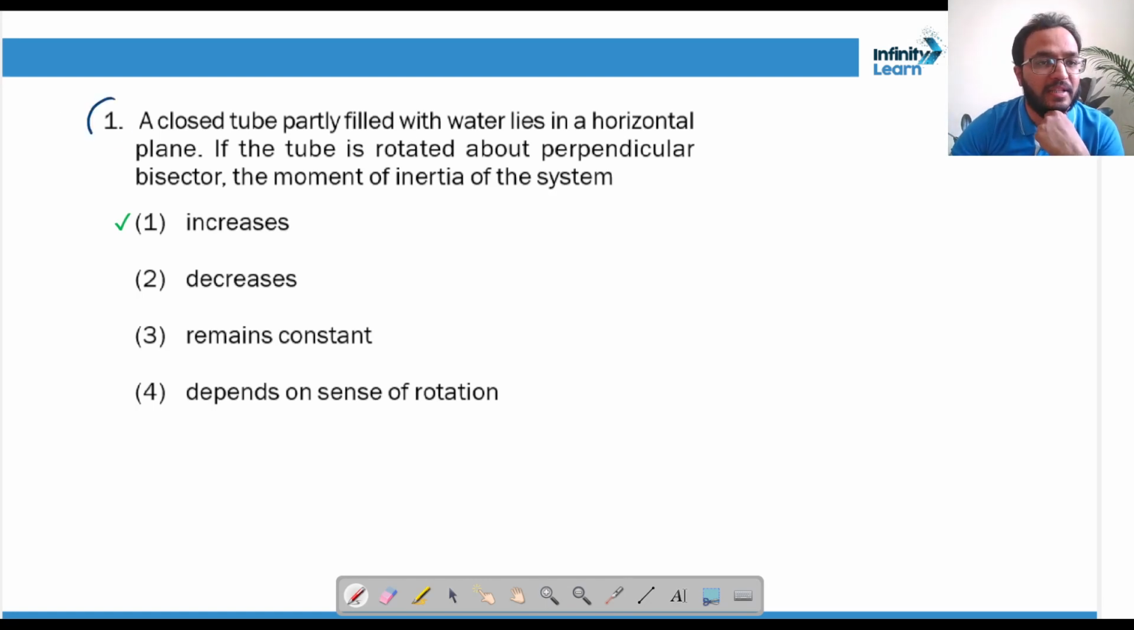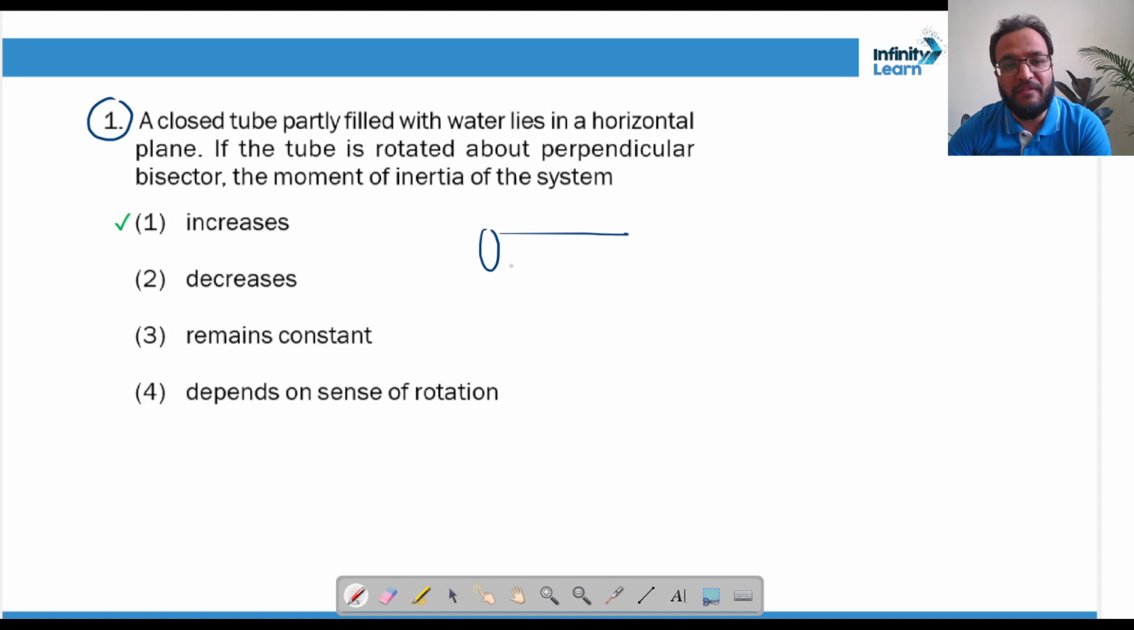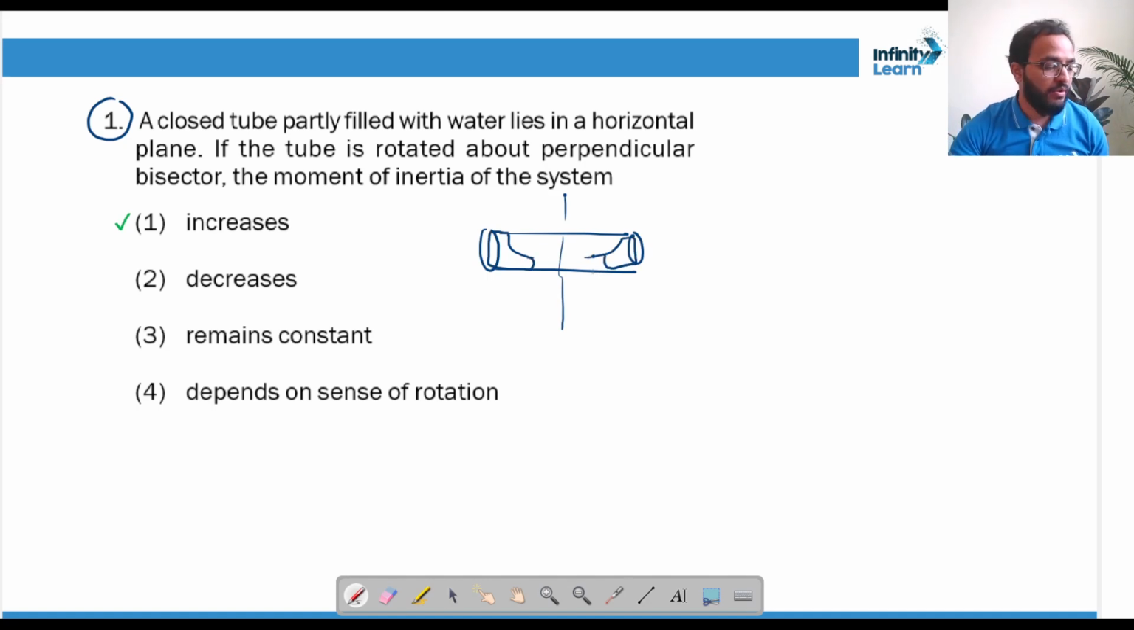Question number one, they are asking, a closed tube partly filled with water lies on a horizontal plane. See, if it is partly filled with water, then what will happen if you rotate it? All the water will go and accumulate on this side. So due to the accumulation of the water there, the mass is going to shift away from the axis.